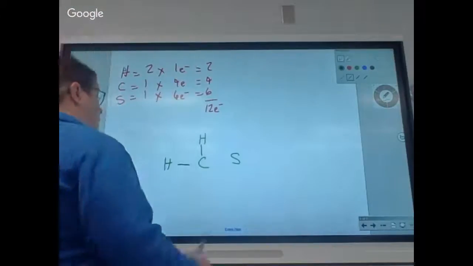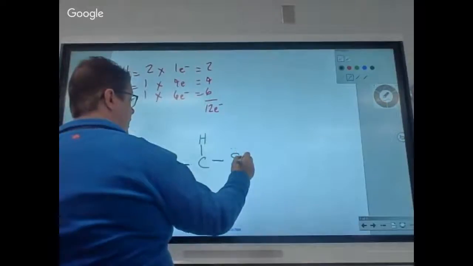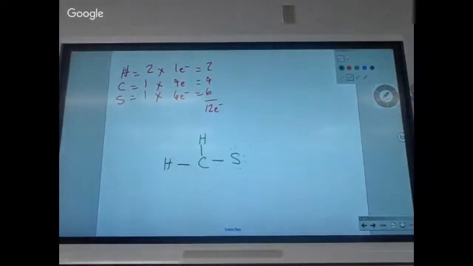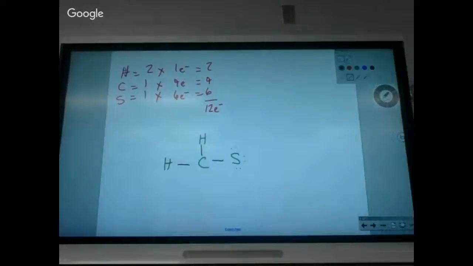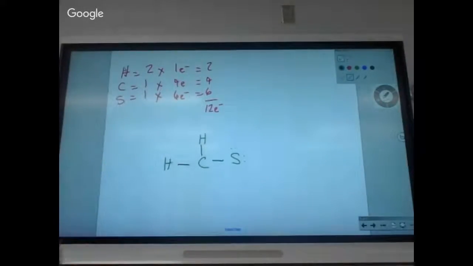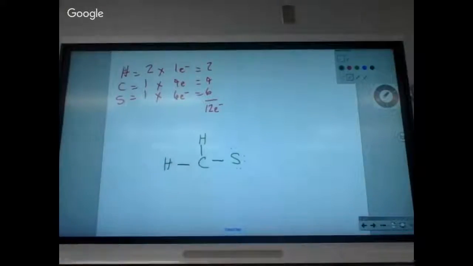Okay. So 2, 4, 6, 8, 10, 12. So I drew in 12 electrons. Once I draw in my 12, you already said H was okay. So now you're checking the C and the S. Do both C and S have what magical number? Do both C and S have 8? As soon as you say no, now you have to do that thing with the multiple bonds. So what are we going to do to help C have its magical number of 8?